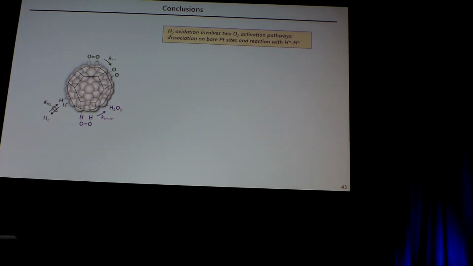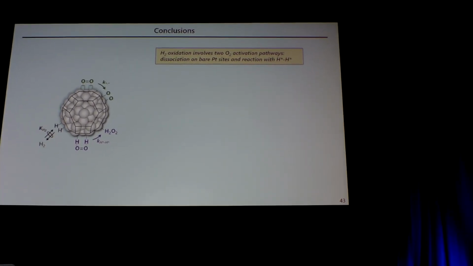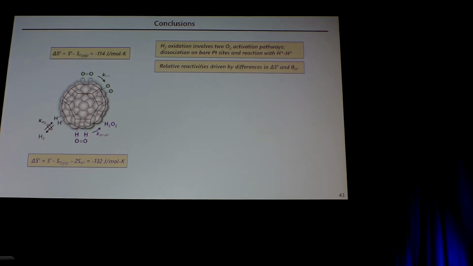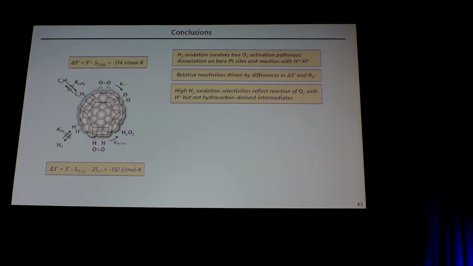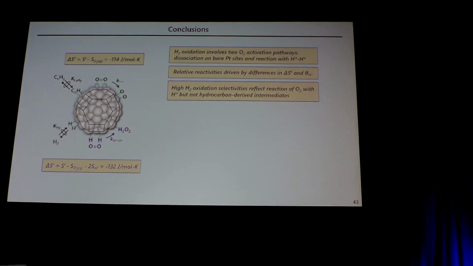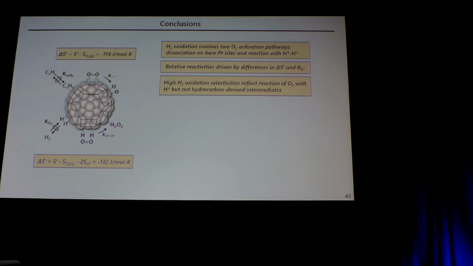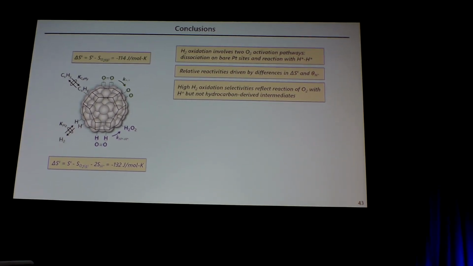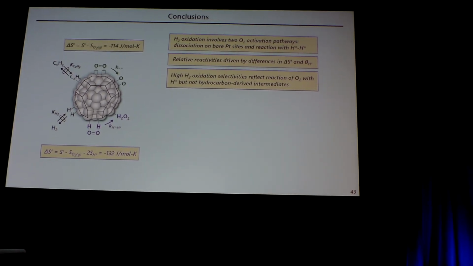So to summarize, we've shown that hydrogen oxidation involves two oxygen activation pathways, the dissociation on bare platinum sites and the reaction with adsorbed hydrogen atoms on the surface. We've shown that these relative reactivities are driven by differences in the activation entropies, as well as the fractional hydrogen coverages. And we've shown that these high hydrogen oxidation selectivities reflect the ability of hydrogen atoms to react directly with oxygen molecules from the gas phase, in a single surface sojourn, but the fact that the hydrocarbon-derived intermediates are not able to undergo this route.